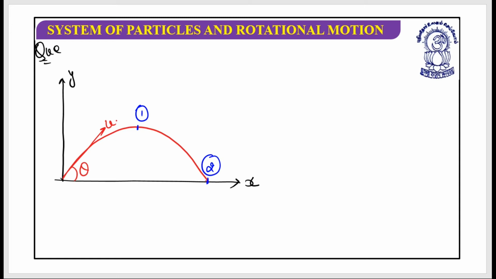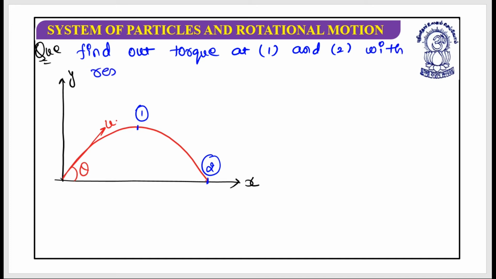The first location is at maximum height, as you can understand, and the second location is the point where its journey is over. So they ask us to find out the torque at 1 and 2 with respect to origin. Simply, this is the requirement: I need to find the torque at position 1 and position 2 with respect to origin. So let's just do it.